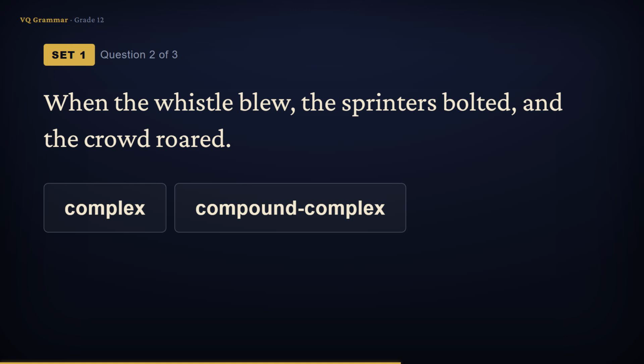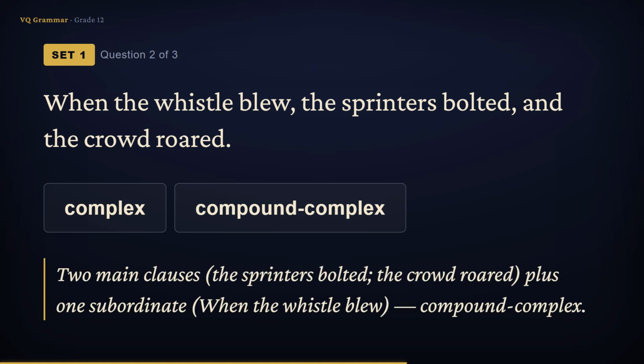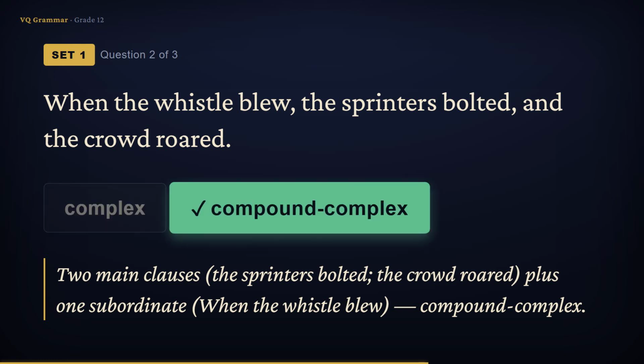"When the whistle blew, the sprinters bolted, and the crowd roared." Count carefully. Two parts can stand alone. "The sprinters bolted, and the crowd roared." So two main clauses. And "when the whistle blew" is subordinate. Two main plus one subordinate makes this compound complex.